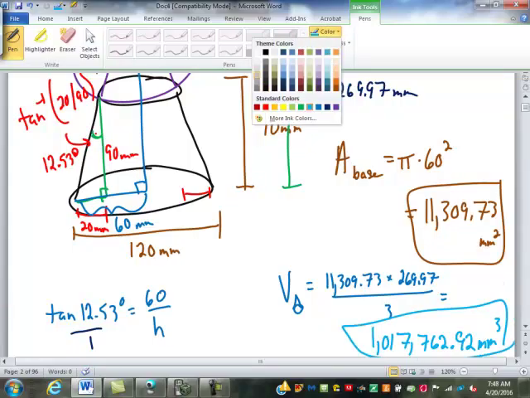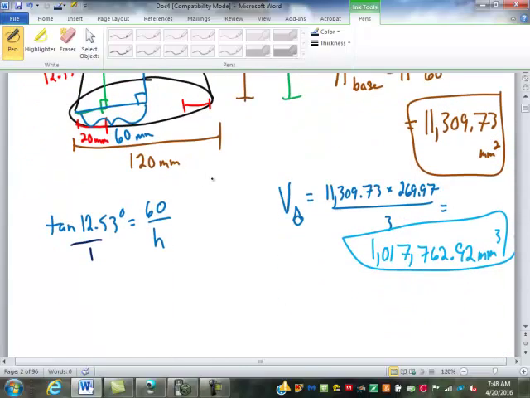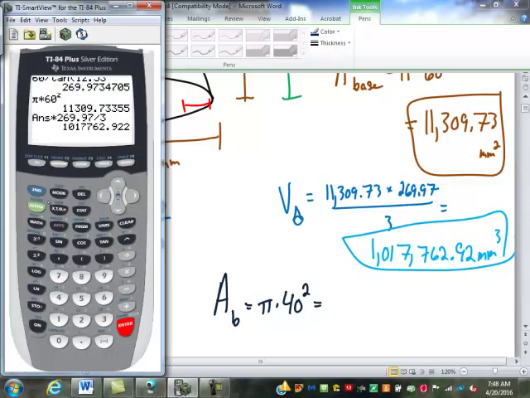So next we need to find the volume of the little cone. The base on the little cone has a diameter of 80, so it'll be a radius of 40. So the area of the base of that is pi times 40 squared. So pi times 40 squared is 5,026.55.